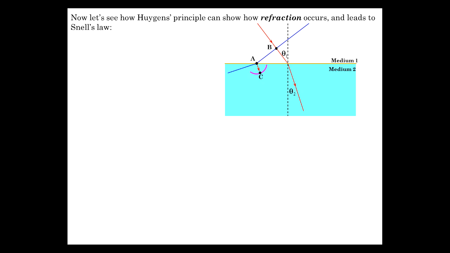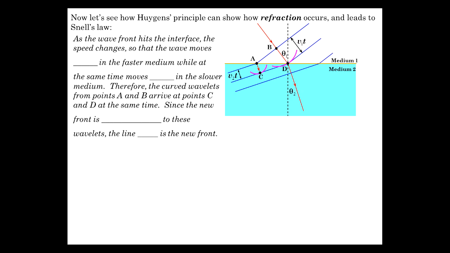In a certain amount of time, the wavelet moves to C, and in that same amount of time, the one produced at B moves over to D. Okay, and then, connecting the tangent lines, this distance is velocity times time. Well, what velocity? The velocity in the second medium, number 2. Likewise, in medium 1, we have v1 times t. Obviously a greater distance, so obviously a faster speed, because it's the same time. And so this is how the wavefronts look.